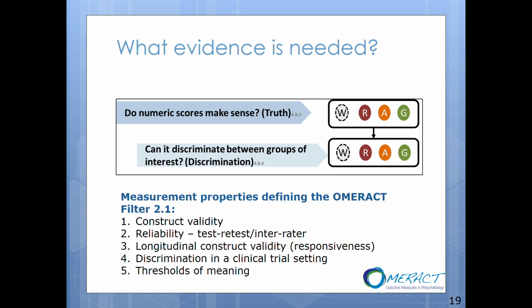Discrimination in a clinical trial setting, so when you put it in a situation where it has to discriminate between your two target interventions or your intervention and control, it's able to do so. And then thresholds of meaning, where we try to discern a score that's meaningful. For example, minimally clinically important differences, boundaries of error, or a patient acceptable state in a level of pain, for example.